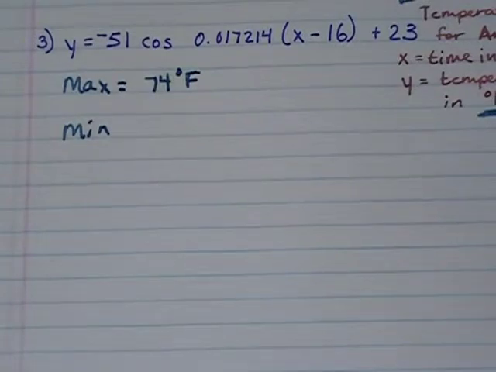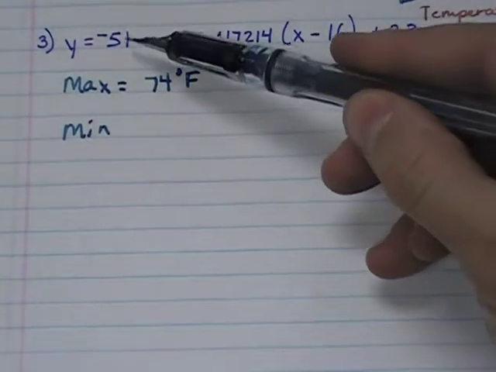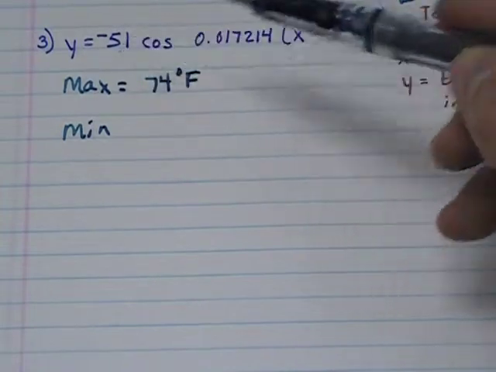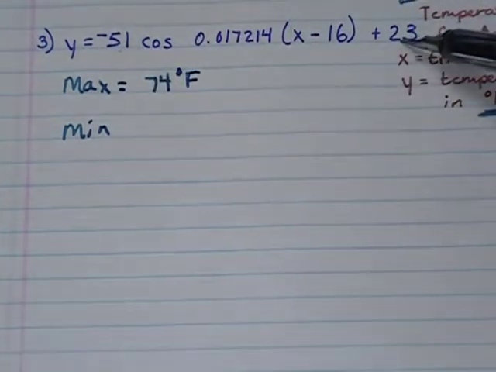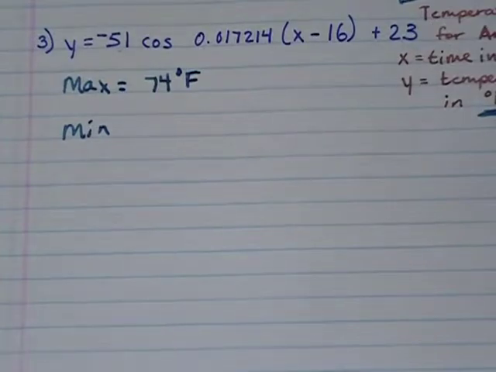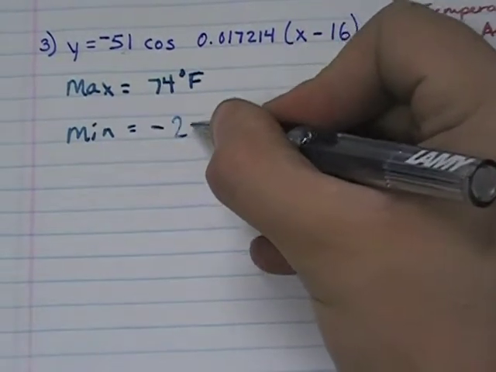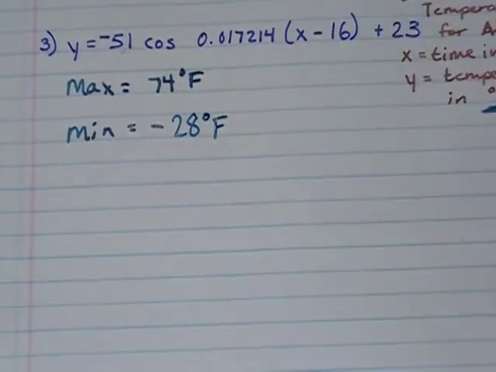How about the minimum? Well, the minimum for a cosine graph would normally just be the amplitude, it'd be negative 51. But then we moved everything up 23 degrees. So what is negative 51 plus 23? That's going to give us negative 28 degrees F.